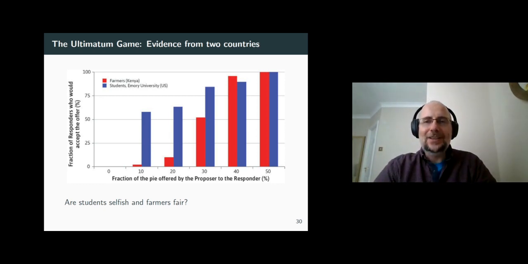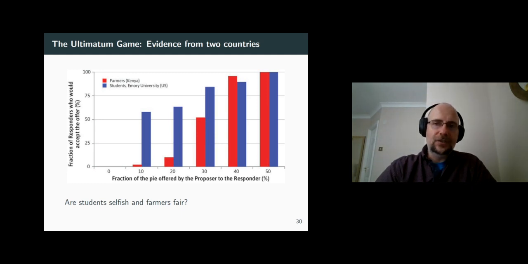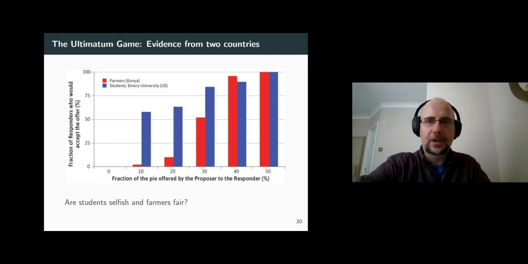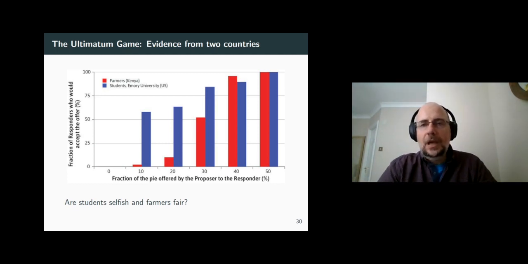And this is precisely what we see in this graph. In the graph, you see two key pieces of information, right? On the horizontal axis, you see the fraction of the windfall proposed by the proposer. This fraction is then plotted against the fraction of the responders who accept the offer. Take a second to look at it. At the same time, you see how different these answers are for the farmers in Kenya and for students in the US.